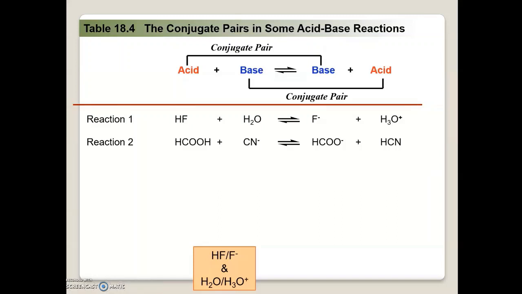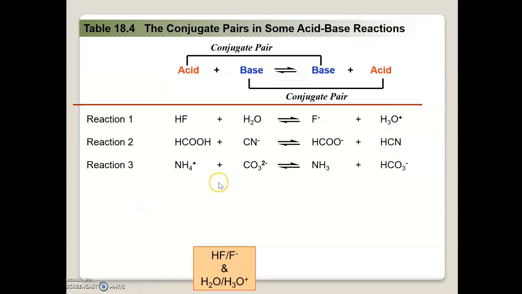Reaction 2. We have a reaction between HCOOH and CN minus. It produces HCOO minus and HCN. Obviously HCOOH donates H plus to CN minus, so this is an acid. The partner is HCOO minus, so this is a conjugate base. CN minus receives H plus, so CN minus is a base. Its partner, the product HCN, will be the conjugate acid.